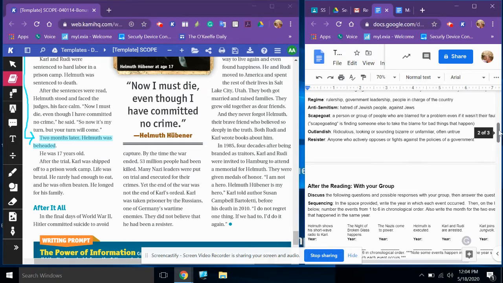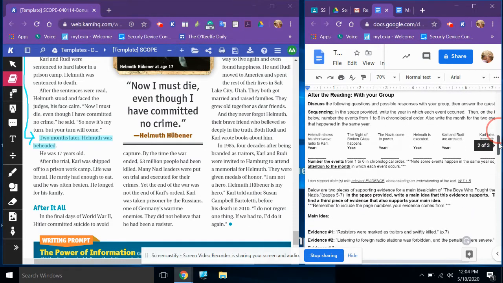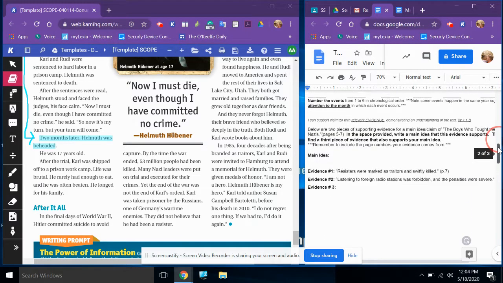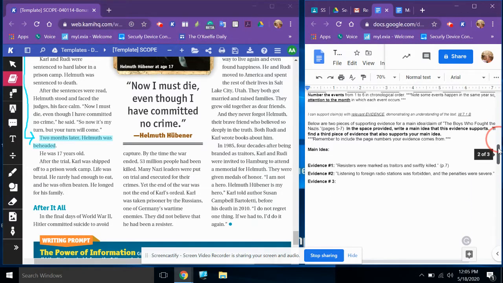Now your assignment is to determine on your own the dates that these events took place and the order that they took place in. The additional pieces here were originally for you to do with a group to discuss.